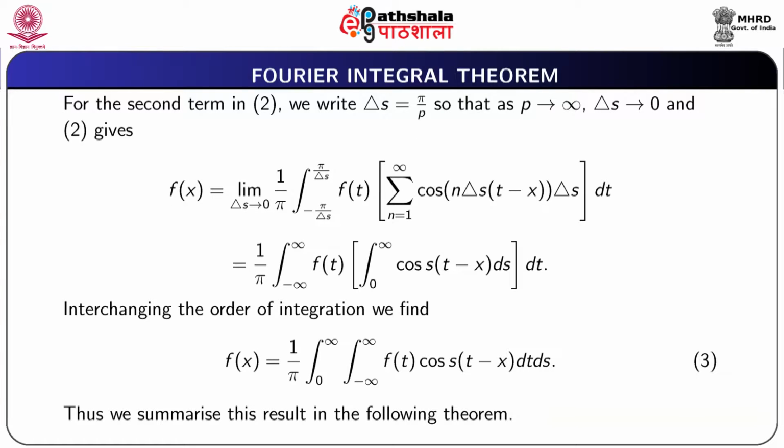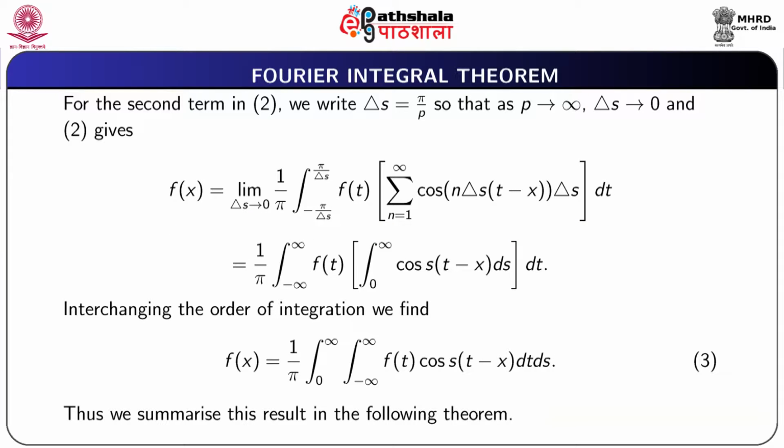Now for the second term we write delta s as pi by p, so that as p tends to infinity, delta s tends to 0, and equation 2 gives f(x) equal to limit delta s tends to 0 of 1 by pi integral from minus pi by delta s to plus pi by delta s of f(t) into summation n equal to 1 to infinity cos n delta s (t minus x) delta s dt.